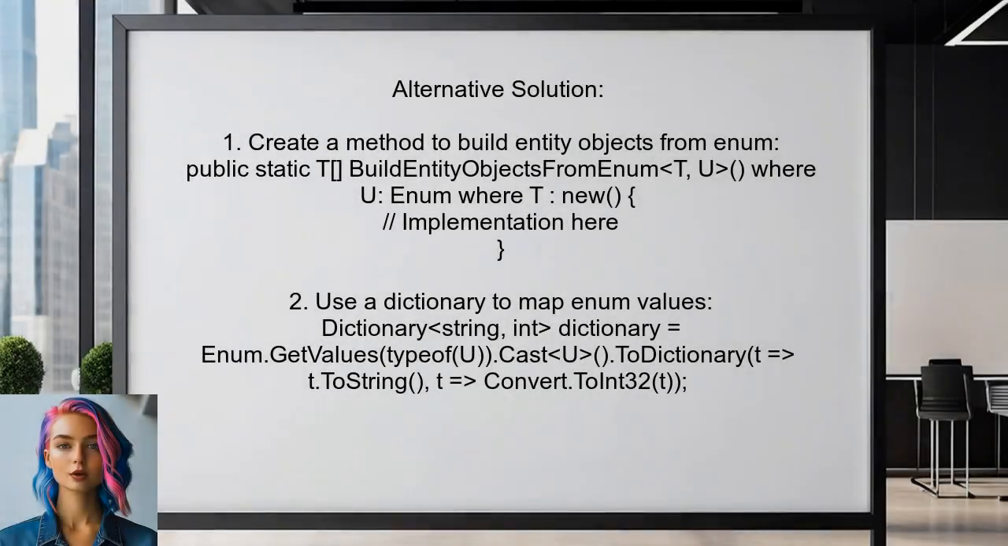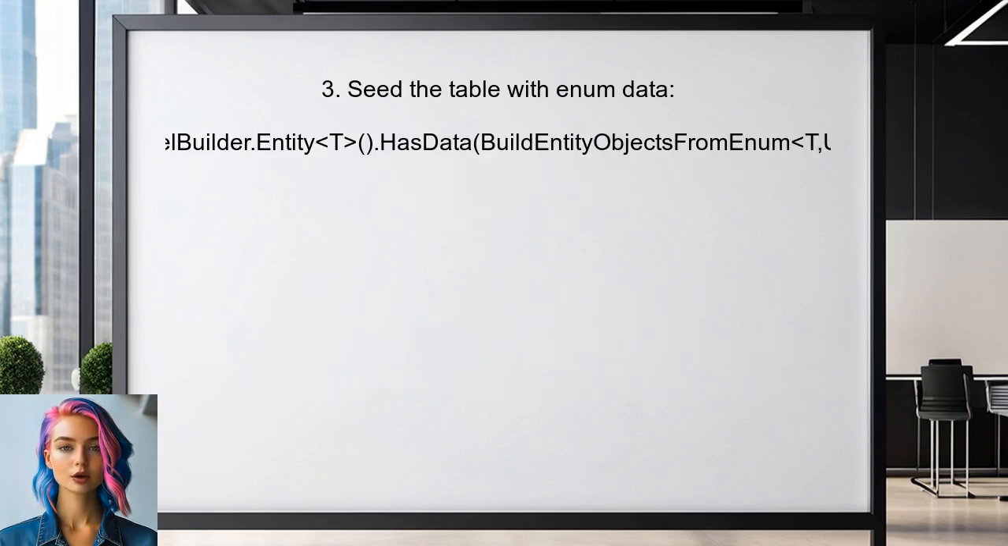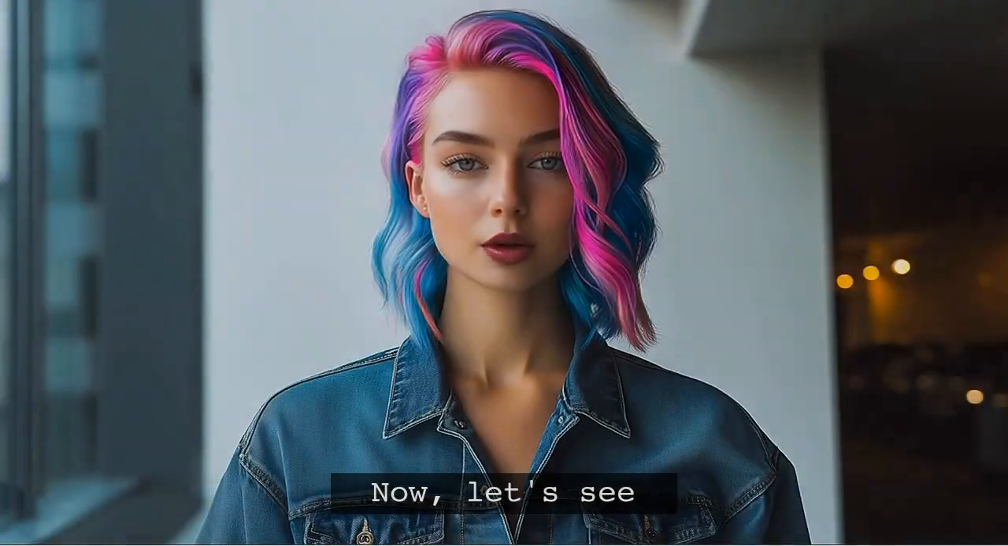An alternative approach shared by another user involves creating a method to build entity objects from your enum. This method uses generics to define both the enum and the entity type. It retrieves the enum values, converts them to a dictionary, and then populates a list of entity objects with the corresponding integer and string values. Now let's see a response from a different user.